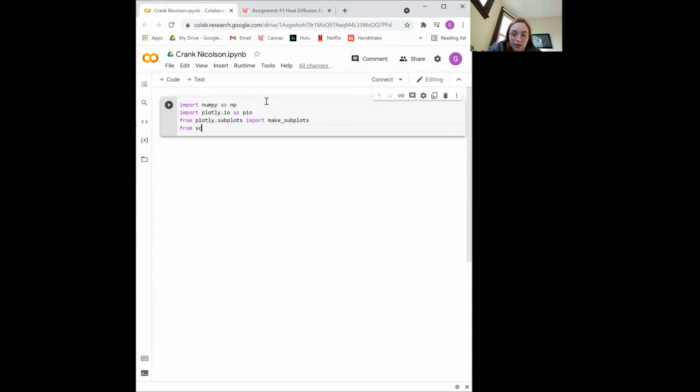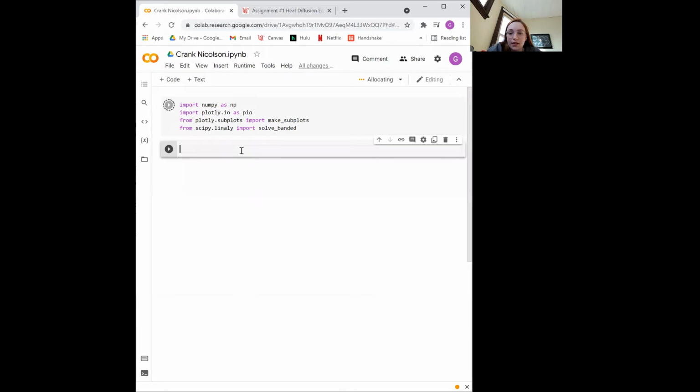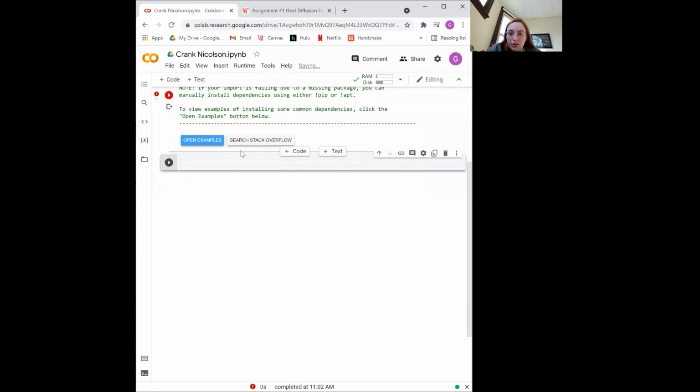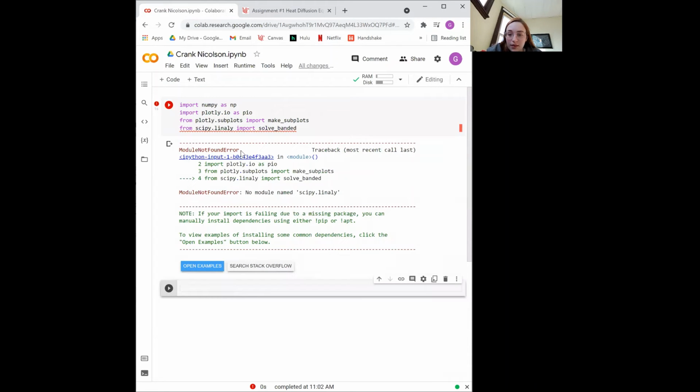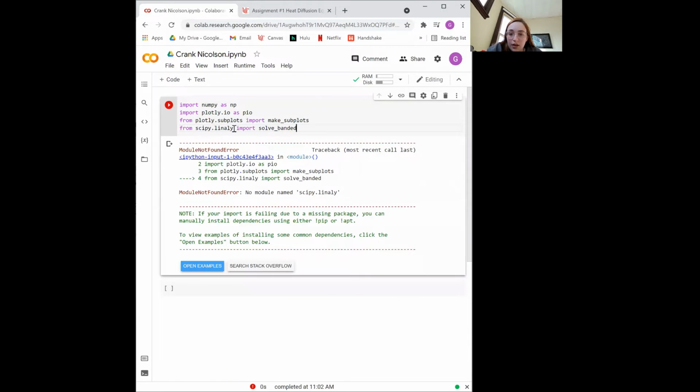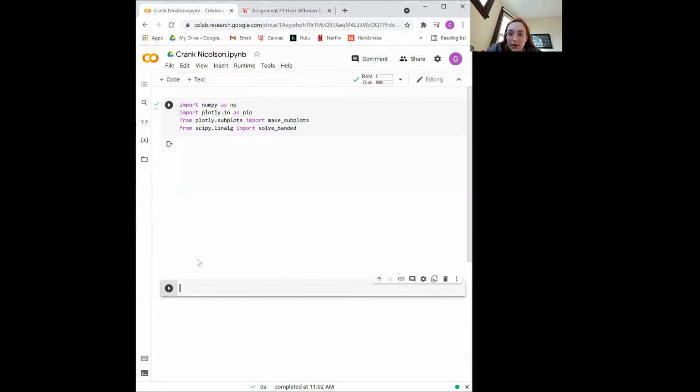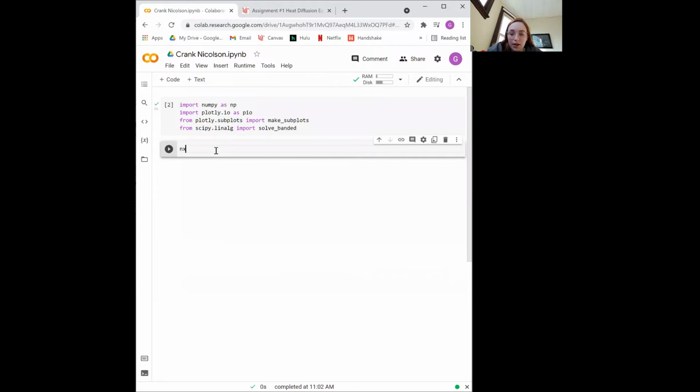And then I'm going to add this command. We're going to import solve_banded, and that's something you can look up on Google, but pretty much it's a way to import matrices into Python. Oops, I put a Y instead of a G. I need a G. All right. Okay.